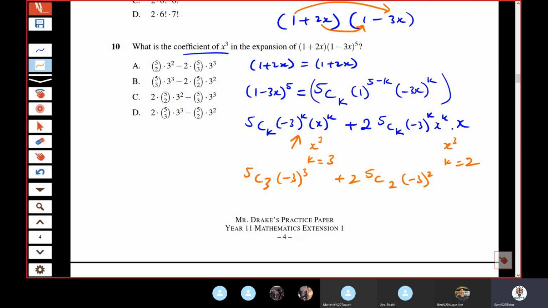So that's minus 5 choose 3, 3 cubed plus 2, 5 choose 2, and that's positive 3 squared, if they have that answer. Minus 5 choose 3, 3 cubed, plus 5 choose 2, 3 squared. The answer is C. All right, any questions from anyone? Cool. All right, next question.